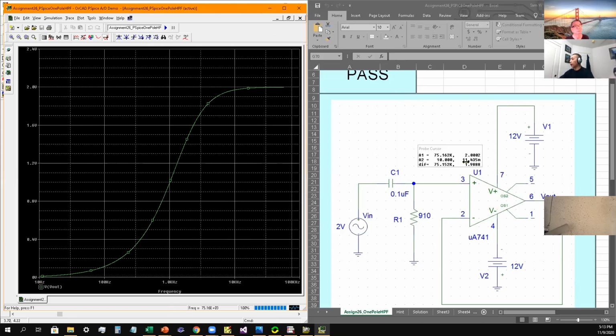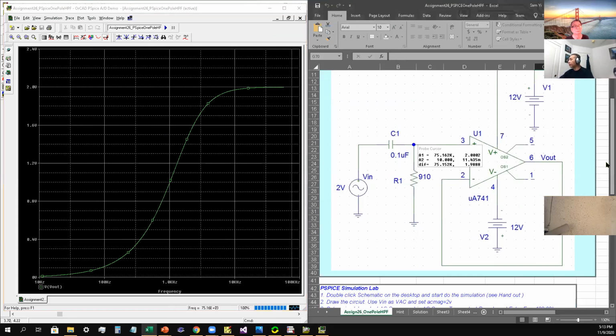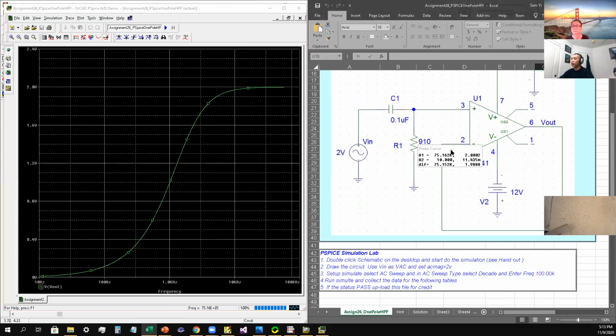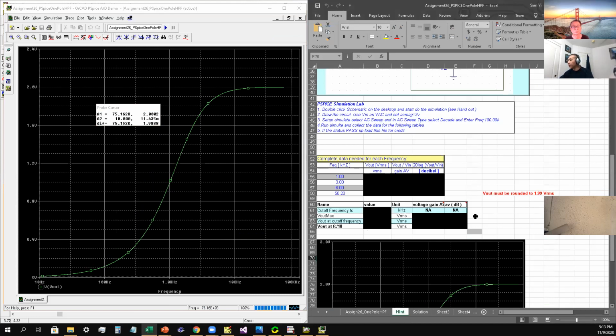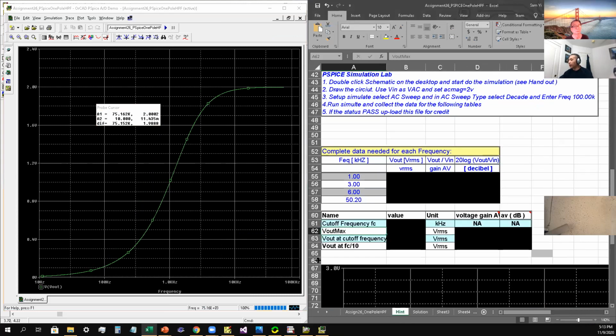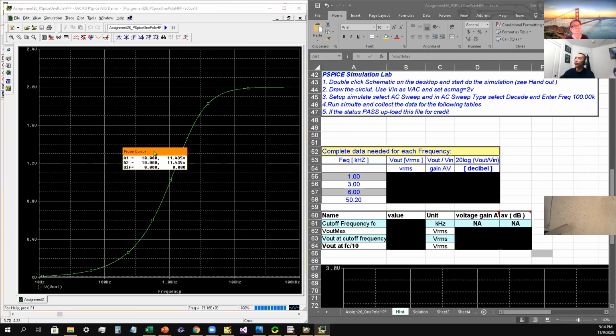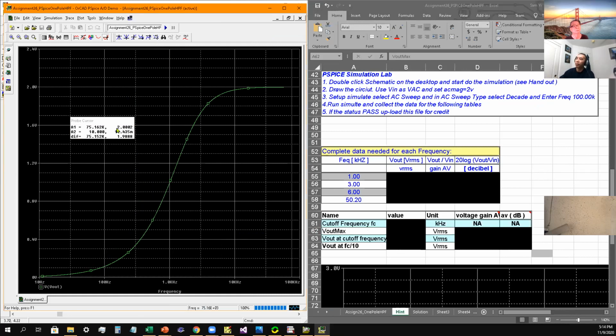So you want to know what the V out max is. Line 962 here. V out max. What you want to do is put on your cursor. So you click on your cursor and click on this symbol right here, say cursor max. That will give you the maximum output possible.